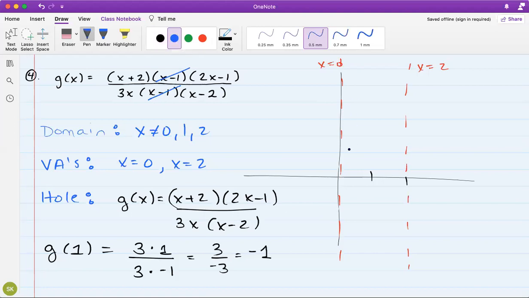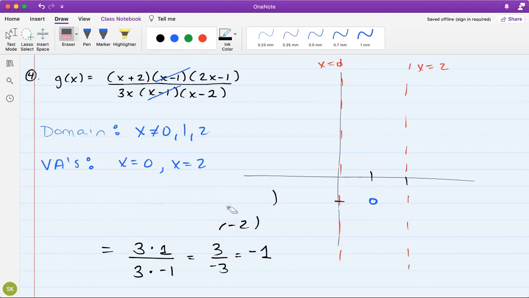So let's plot that point. So when we plugged in 1, we got negative 1. But what I'm going to do is I'm going to make a circle right here. I'm not going to fill in that circle because it's a hole. We don't have a point defined there. Okay. So we found the hole, we found the vertical asymptotes. Now let's find the horizontal or oblique asymptote.